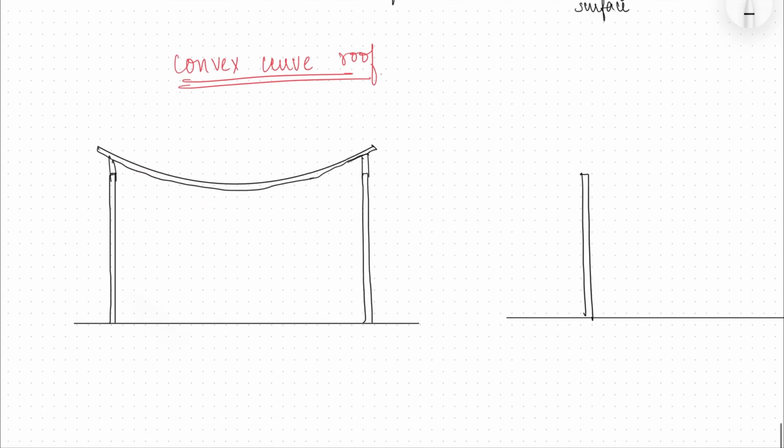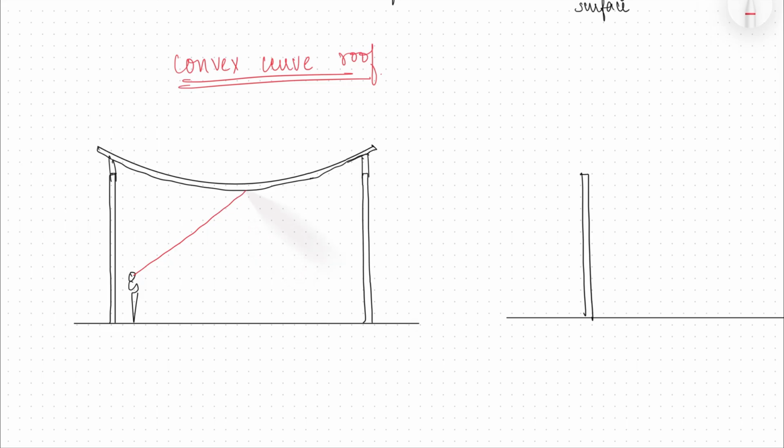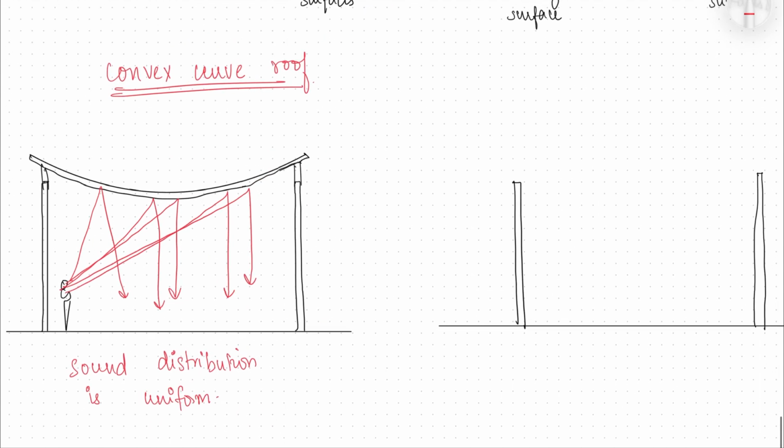And imagine you're standing here, so whatever sound you're speaking or performing, it reflects and comes back uniformly. So here your sound distribution is uniform. Okay, this is the right answer.